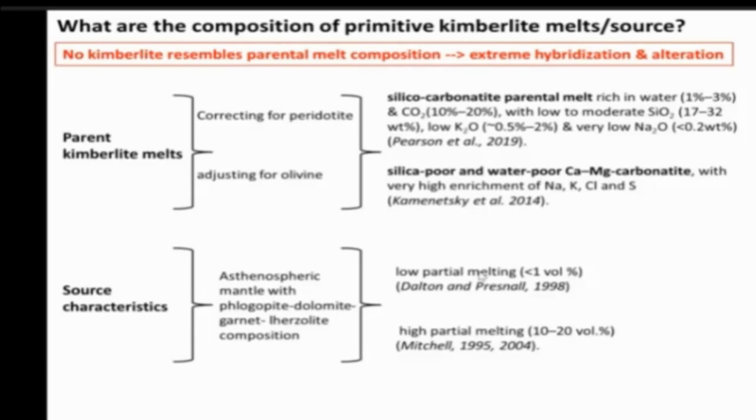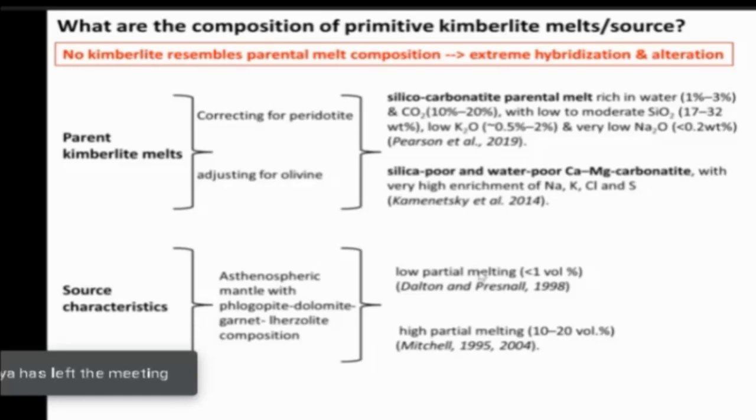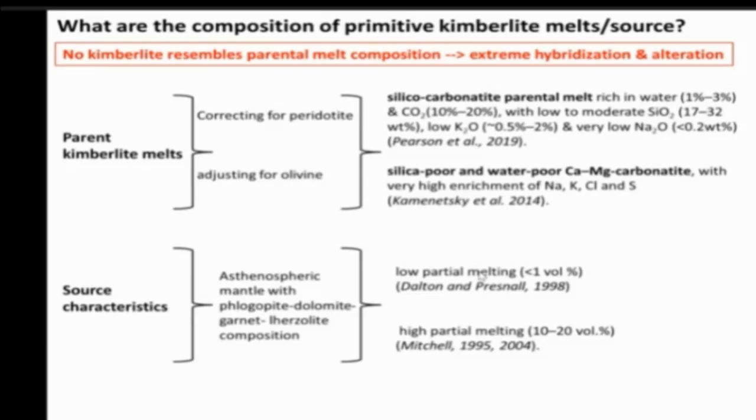However, the existing studies, while they try to determine the parent kimberlitic melts, follow two distinct methods. In one method, and the most common method, people do the correction for the peridotites, because the main problem in defining the kimberlite melt or source is that most of the kimberlites are highly altered, and they are severely affected by post-emplacement tectonic activities as well as metamorphic events.